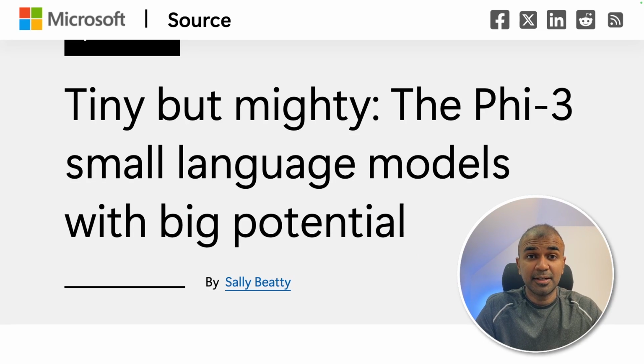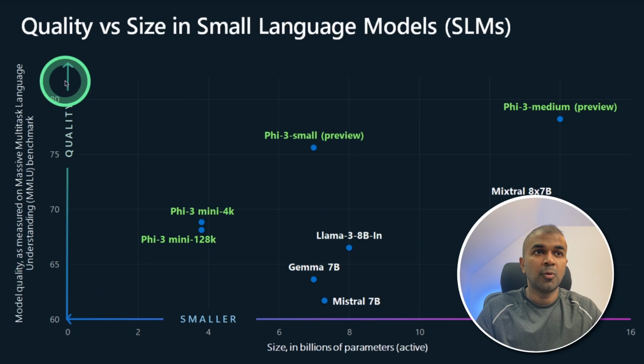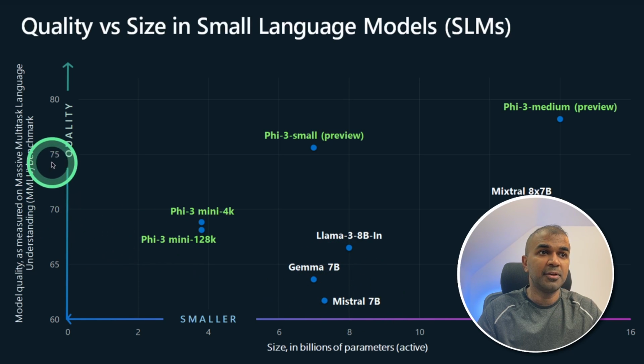This is amazing. Now we have Phi-3, a small language model released by Microsoft. It's tiny but mighty. Quality versus size in small language models. We can see Phi-3 mini is small, but the performance is on par with the Llama 3 model, better than Gemma 7B and better than Mistral 7B, based on MMLU benchmark.